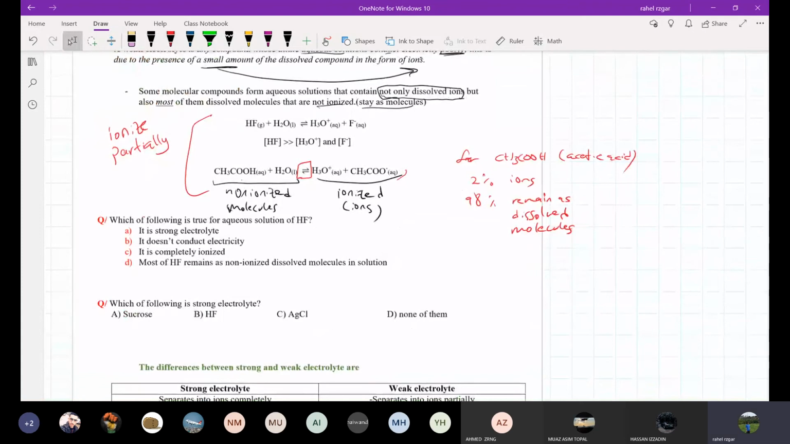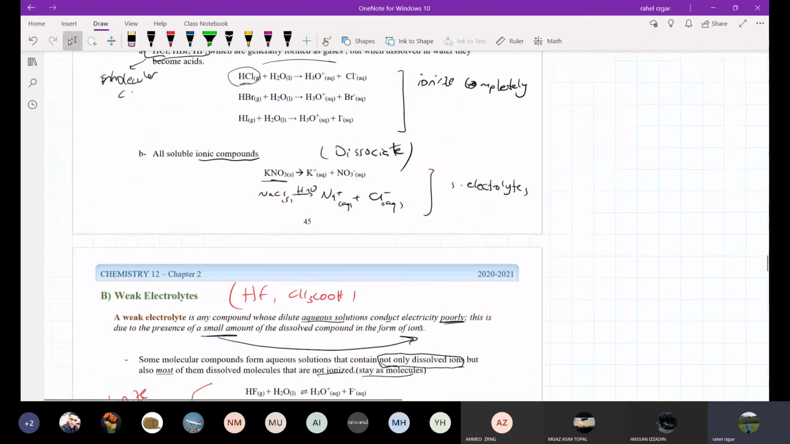Until now, you have only memorized these five, but for ionic compounds, you have to recognize it by yourselves.